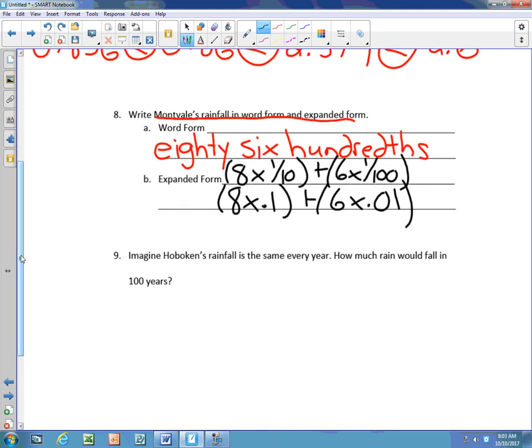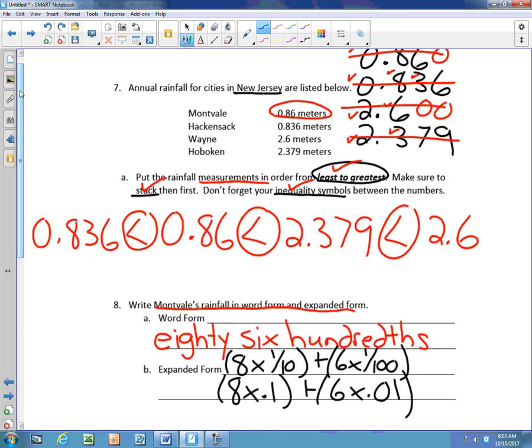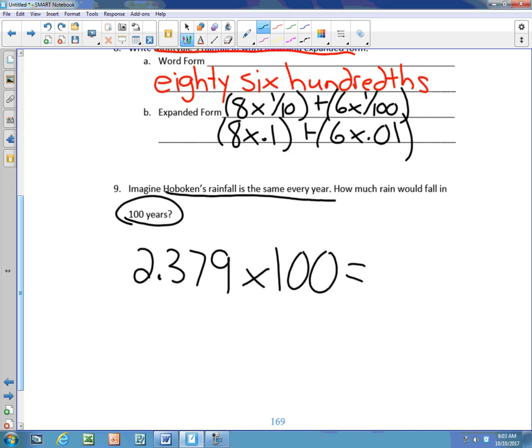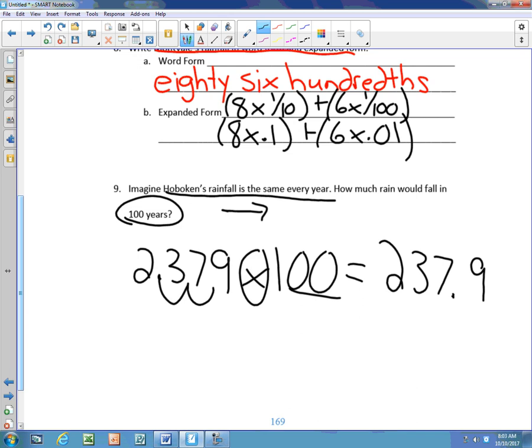Last question, it says, imagine Hoboken's rainfall is the same every year. What will happen in 100 years? We're going to go up to Hoboken. Here's Hoboken. I'm going to write that number. That's for 1 year. For 100 years, it's like multiplying. We know when we multiply, we jump right 2 spots. So 1, 2. So my final answer would be 237 and 9/10.